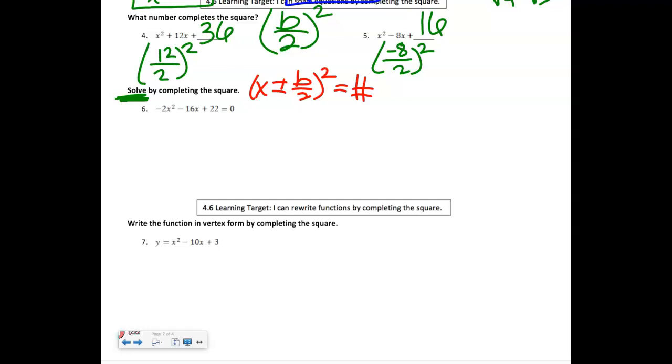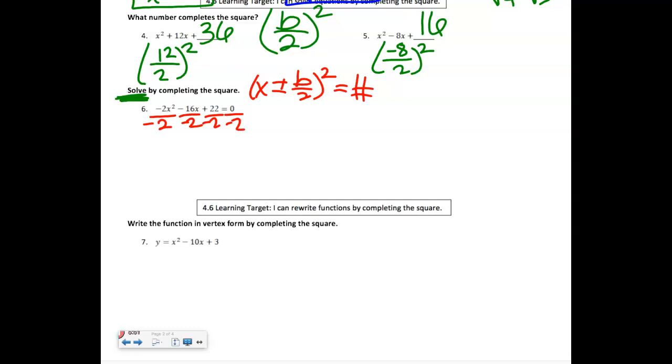Our x squared is negative 2. Okay, so the first thing I always want you to look at is your x squared. Your x squared should never, ever, ever have anything on it. So to get rid of this negative 2, I need to divide by negative 2. And if I divide one thing by negative 2, I have to divide everything by negative 2. I'm going to tell you to divide your 0 as well, because it just reminds you to divide it if you need to.